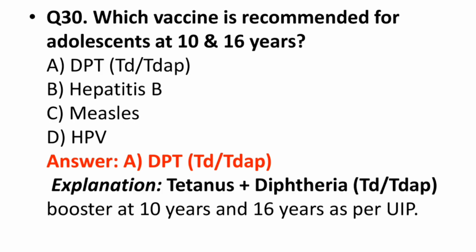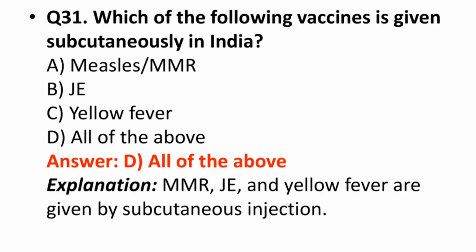Which vaccine is recommended for adolescents at 10 and 16 years? Option A, DPT, option B, hepatitis B, option C, measles, option D, HPV. The correct answer is option A, DPT. Tetanus plus diphtheria booster at 10 years and 16 years is given as per UIP.